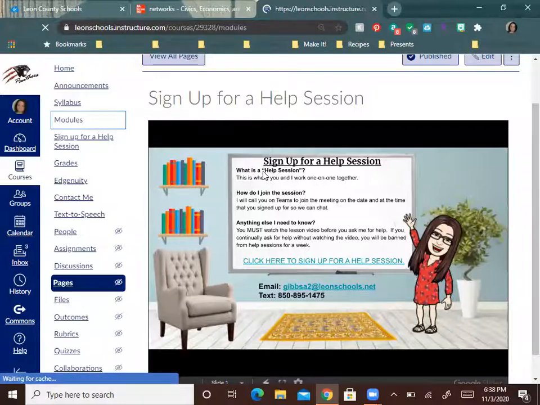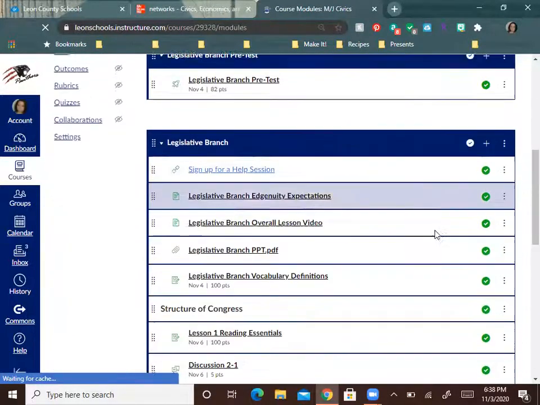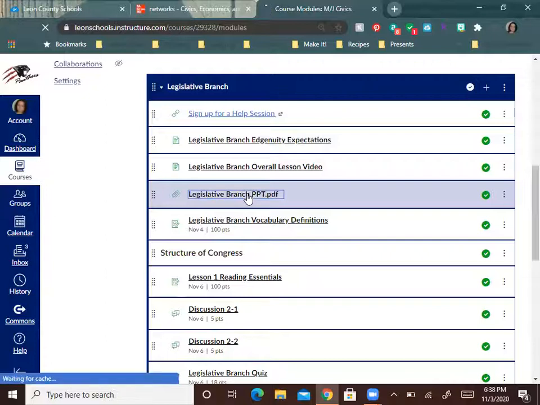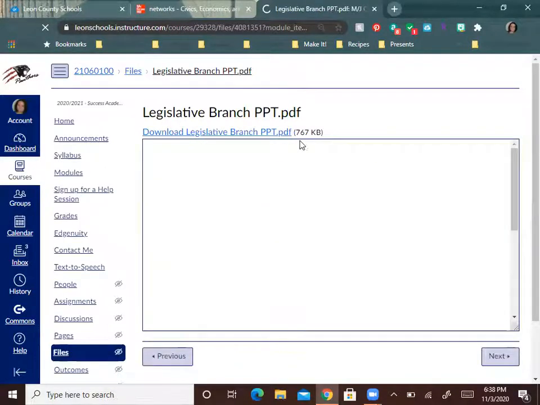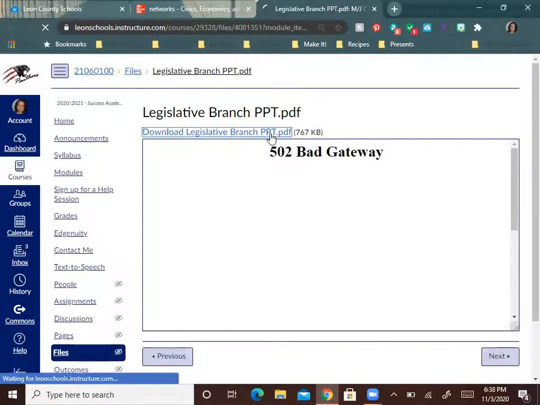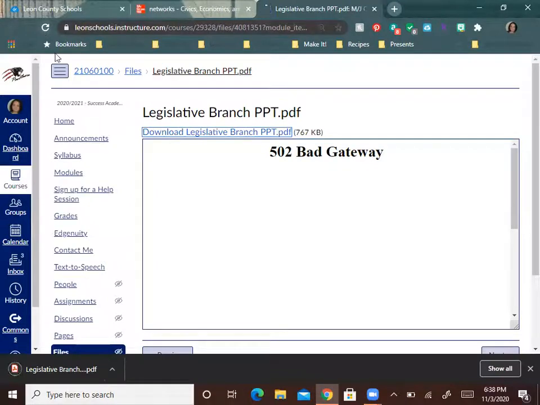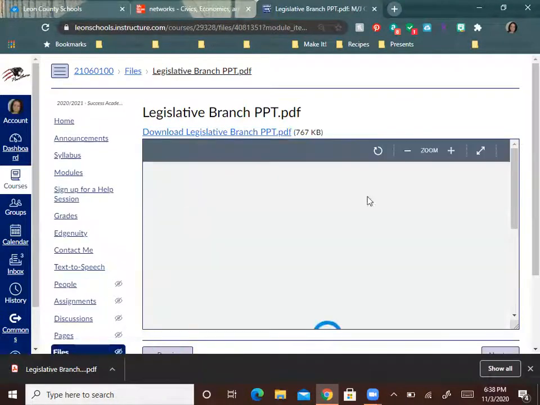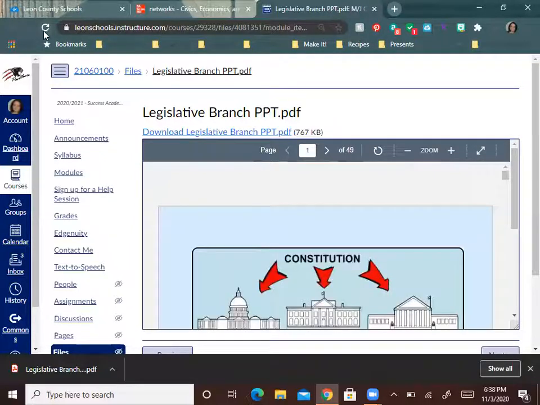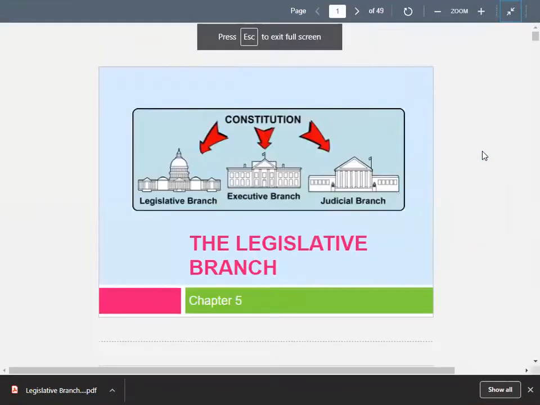So now let's start our lesson. I don't know why it's saying bad gateway. There it goes. If you get that message, just come up here and click the refresh button. All right, the legislative branch.